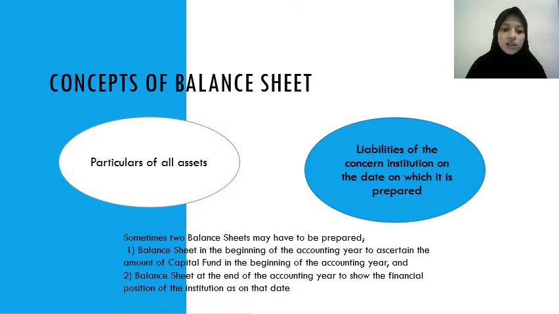Concept of balance sheet. There are two concepts: a statement particular of all assets and liabilities of the concerned institution on the date on which it is prepared. Sometimes two balance sheets may have to be prepared. First, a balance sheet at the beginning of the accounting year to ascertain the amount of capital fund at the beginning of the accounting year, and second, a balance sheet at the end of the accounting year to show the financial position of the institution as on that date.